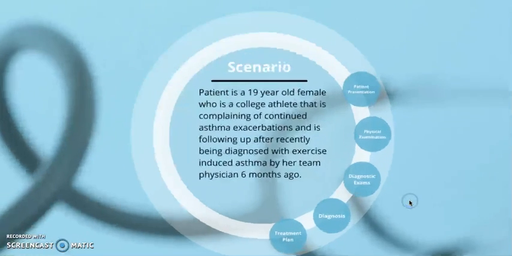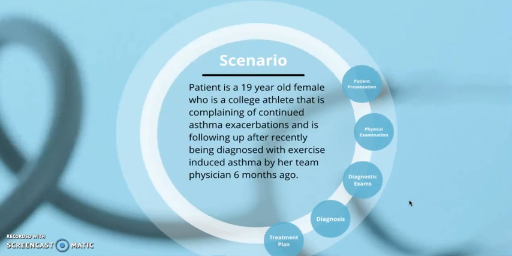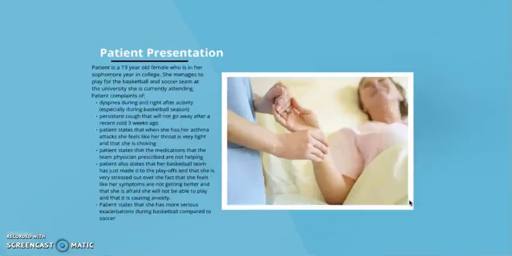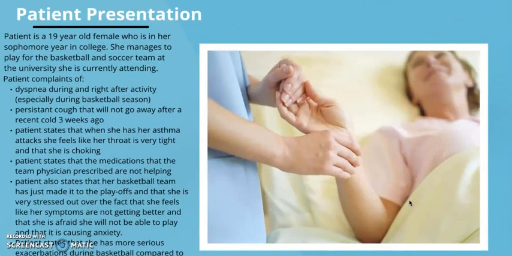So for my scenario, I have a 19-year-old female who is a college athlete complaining of continued asthma exacerbations and is following up after being diagnosed with exercise-induced asthma by her team physician 6 months ago. The patient presents to me in the office, and she is in her sophomore year in college. She plays for the basketball and the soccer team at the university she is currently attending.